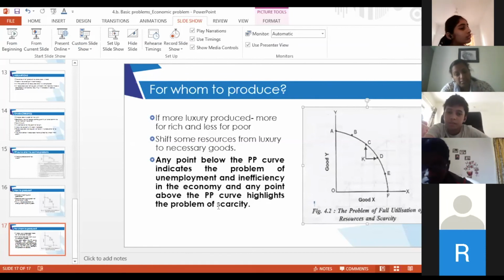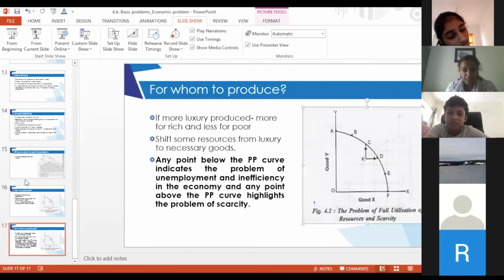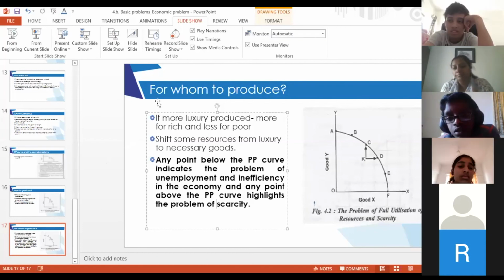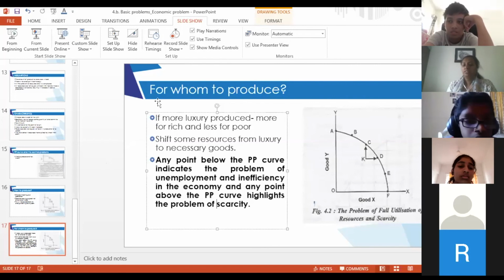Yes, ma'am. Can you explain the production possibility curve? Yes, ma'am. I am going to ask you questions now, Melvin. We have finished the chapter and we are left with around 2 or 3 minutes, so let's just wrap up the session. Melvin, what does the production possibility curve tell you?